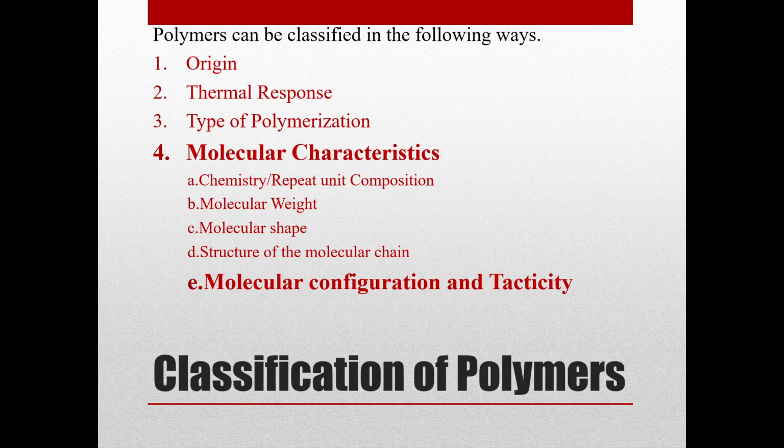So the remaining 4, that is molecular weight, molecular shape, structure of the molecular chain, which we have already seen in the last lecture. Today we shall look at the last subclassification, that is molecular configuration and tacticity, how it affects the molecular characteristics. So we have seen the other 3, so we shall see the last one today.